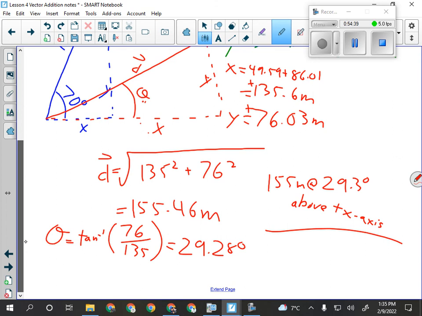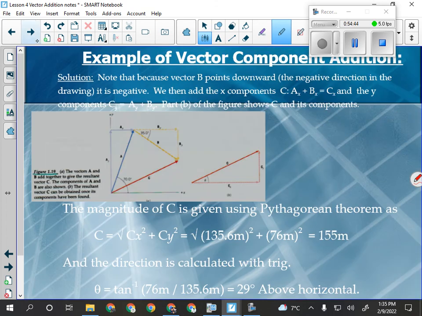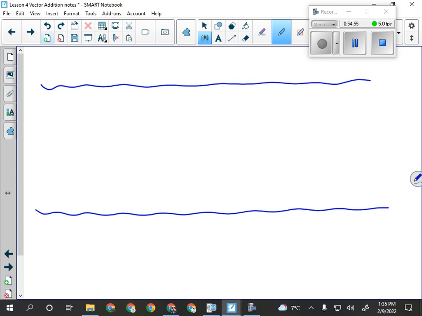All right, I want to look at another type of vector question that we haven't gone over yet, but it's kind of related to this stuff. Okay, we call these boat questions. They usually involve a boat. We try and keep it simple. So let's say this is a river, and the river is 50 meters across.